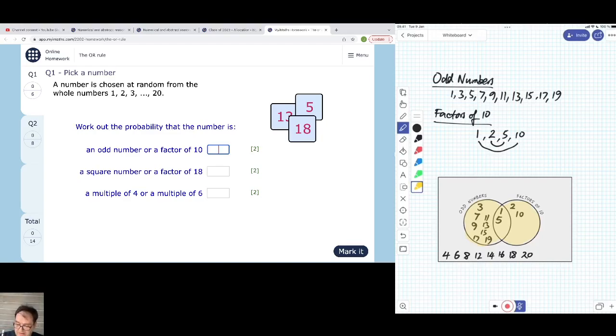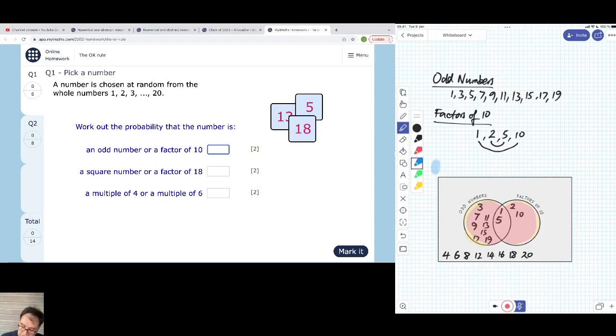So I've just highlighted that with a quite hard to see yellow. I wonder if it would help with a red. So, odd or factors of 10 includes the cases where a number is both of those things. So let's just count how many of those there are in the red bit that I just highlighted. 1, 2, 3, 4, 5, 6, 7, 8, 9, 10, 11, 12. I make that 12 out of 20.